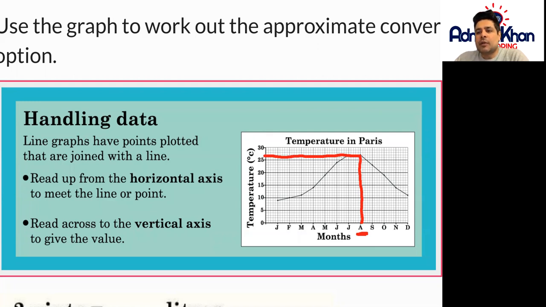If we look at January, which is our first month, we do the same thing. Bring the line up, hit the line, and go across. Roughly speaking, it's between 5 and 10 degrees, so probably around about 8 or 9 degrees centigrade. And that's how you can plot the graphs themselves, is to make a line.